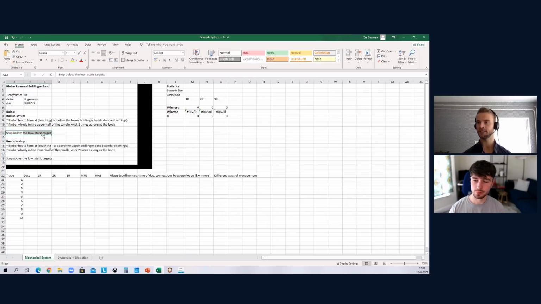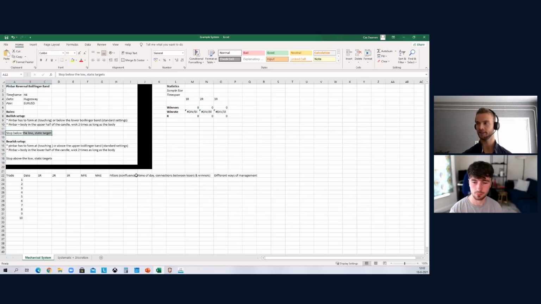Now, as you look at the target, we have static targets, and that's usually how I approach my testing when I do mechanical trading. And static targets basically mean a 1R, a 2R, and a 3R target. So it's not based on market structure, indicators, or whatever else. I just start with very basic targets to see if there's any edge there. For the bearish setup, it's basically the other way around. So the pin bar is at the upper Bollinger Band and the body has to be in the lower half, etc. Not going over it, you can read it right here, and it all makes sense.